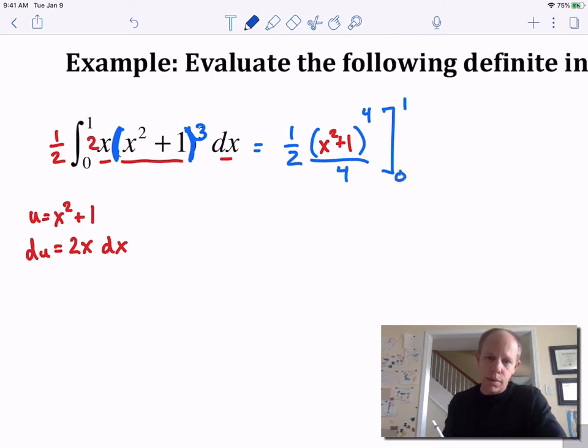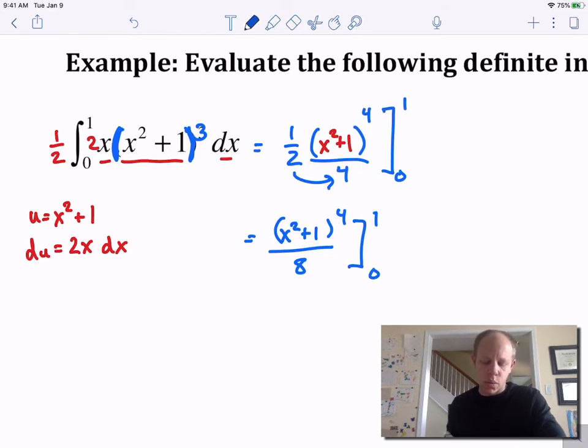All right, so I am going to go ahead and simplify this a little bit before I start plugging things in. So it's going to be x squared plus 1 to the 4th, and then the 2 times the 4 here will make 8 in the denominator. And we'll evaluate this from 0 to 1.